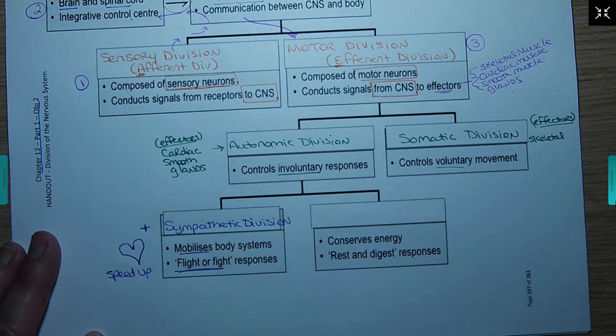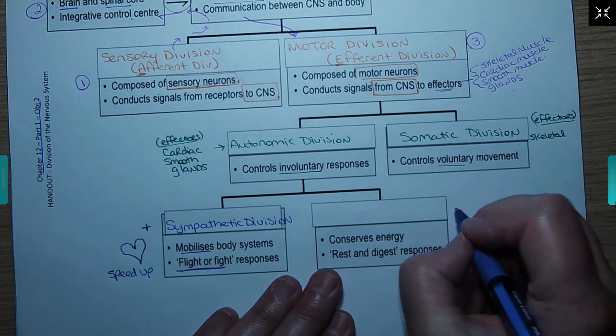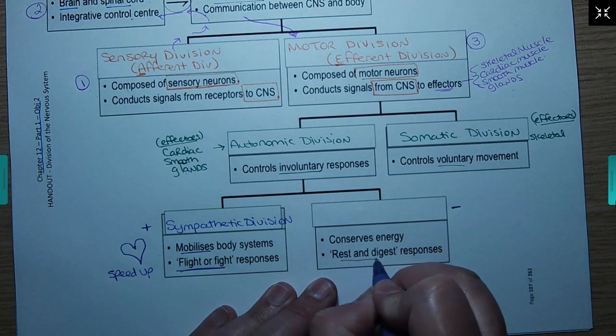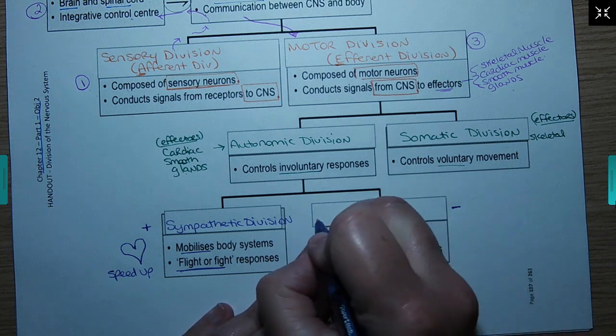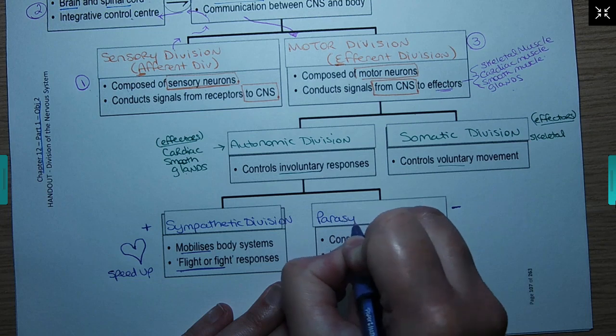Now, the other division off the autonomic division is going to be the rest and digest. It's going to slow the body back down to normal. This is called the parasympathetic division.